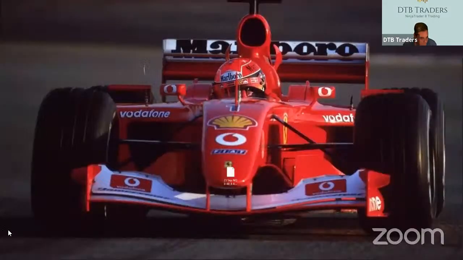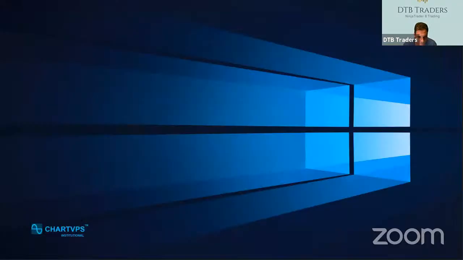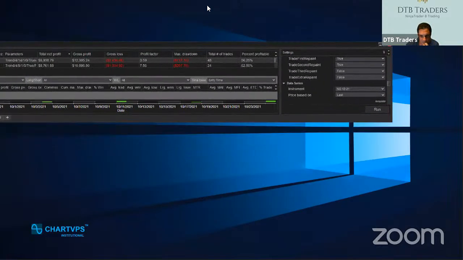Okay, so let's pop onto my VPS. Okay, so we'll start with just looking at what happened yesterday on our session. I just want to bring up the optimization and stuff from yesterday.